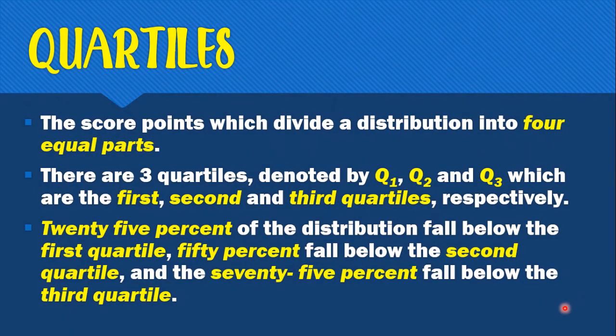First, we have the quartiles. The score points which divide a distribution into 4 equal parts. There are 3 quartiles denoted by Q sub 1, Q sub 2, and Q sub 3, which are the first, second, and third quartiles respectively. 25% of the distribution falls below the first quartile, 50% falls below the second quartile, and 75% falls below the third quartile.